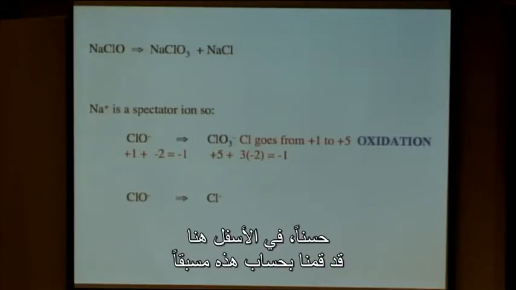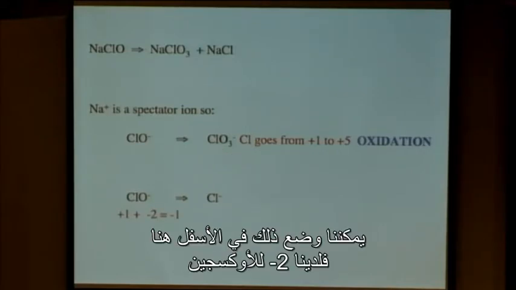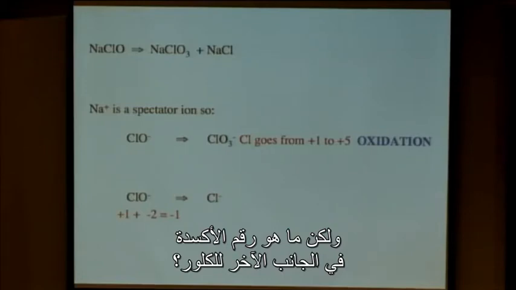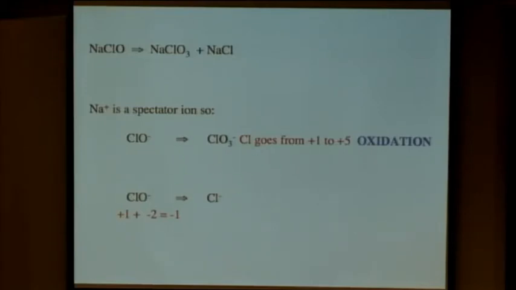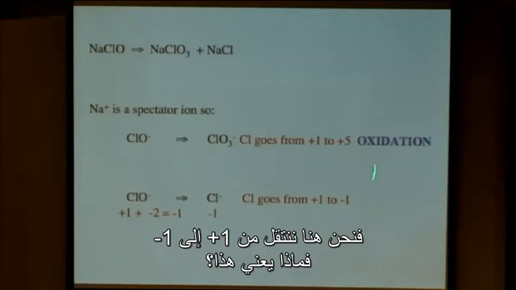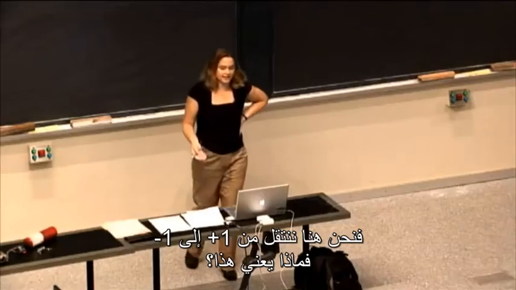All right, so down here, we've already done this one. So we can put that down here. So we have -2 for oxygen, overall -1. And so chloride is +1 again. And what's the oxidation number on the other side for chlorine? -1. I just have to look. And so that's -1. So here we're going from +1 to -1. So what is that? That's a reduction.